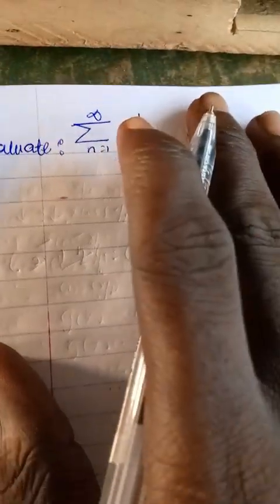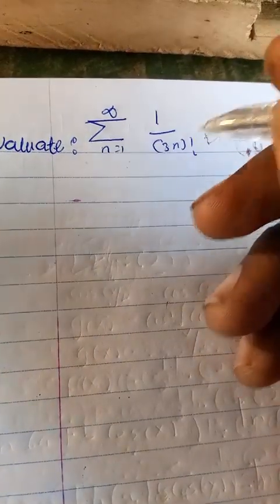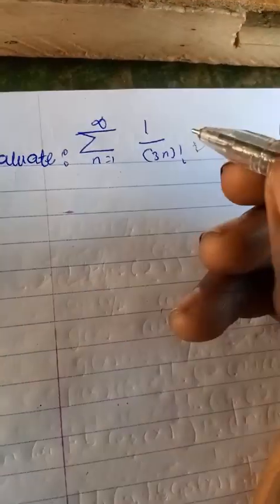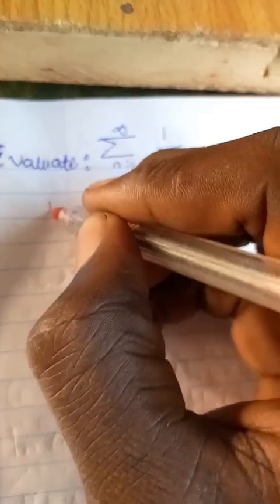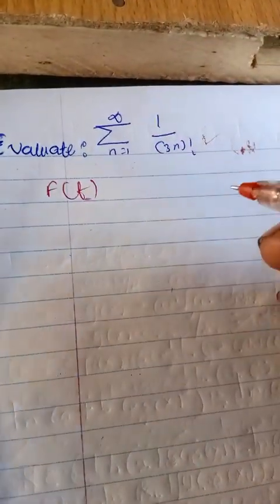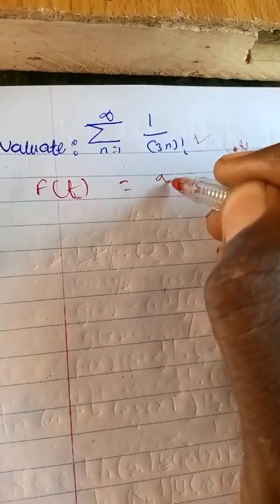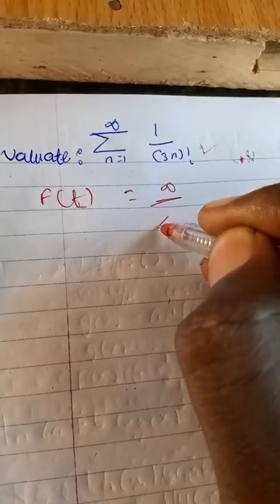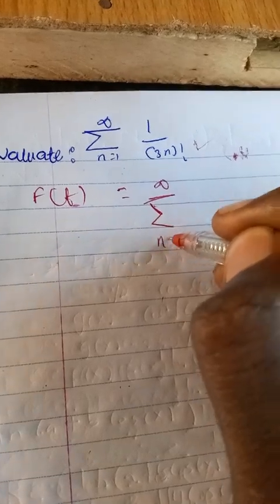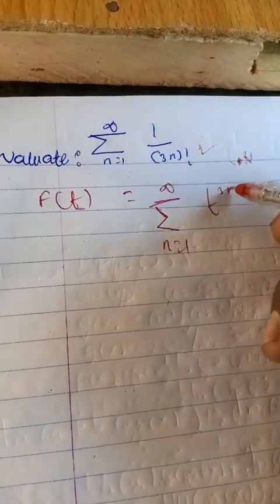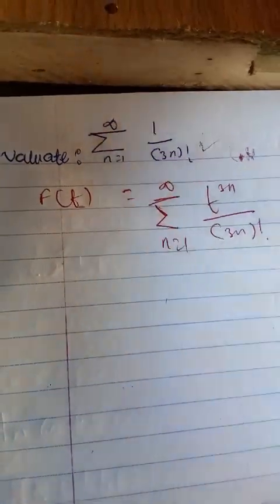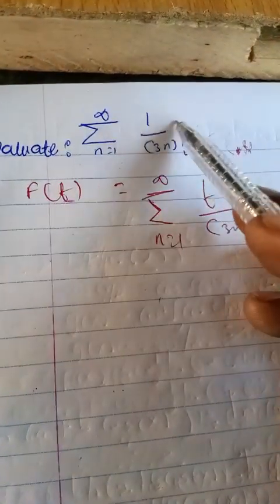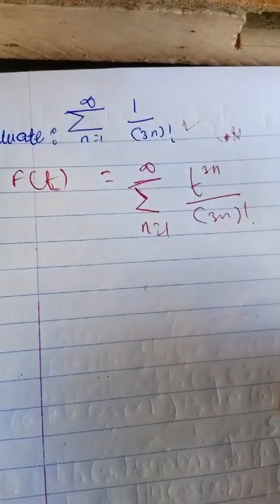So I will be using Laplace transform, so it will be easy for us. I can make a function. Let's have the function of t, so that f of t will now be equal to the sum of n running from 1 to infinity of t raised to the power of 3n over 3n factorial. Now, if I say that t is 1, we have my initial problem. That was my original question.